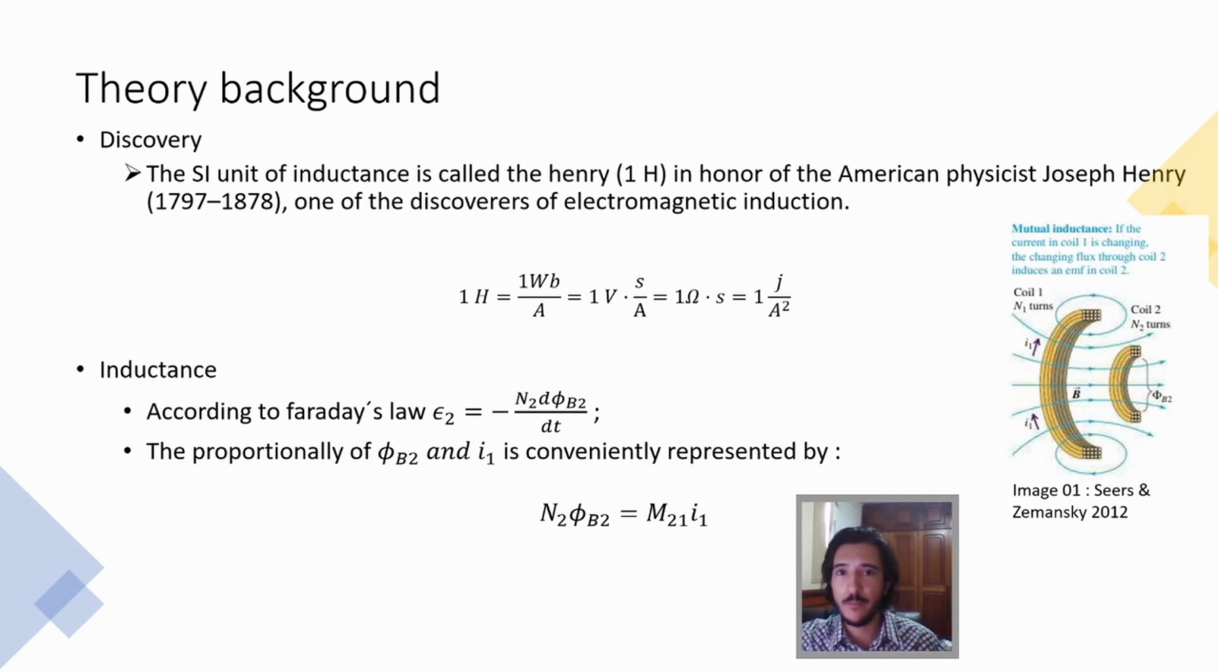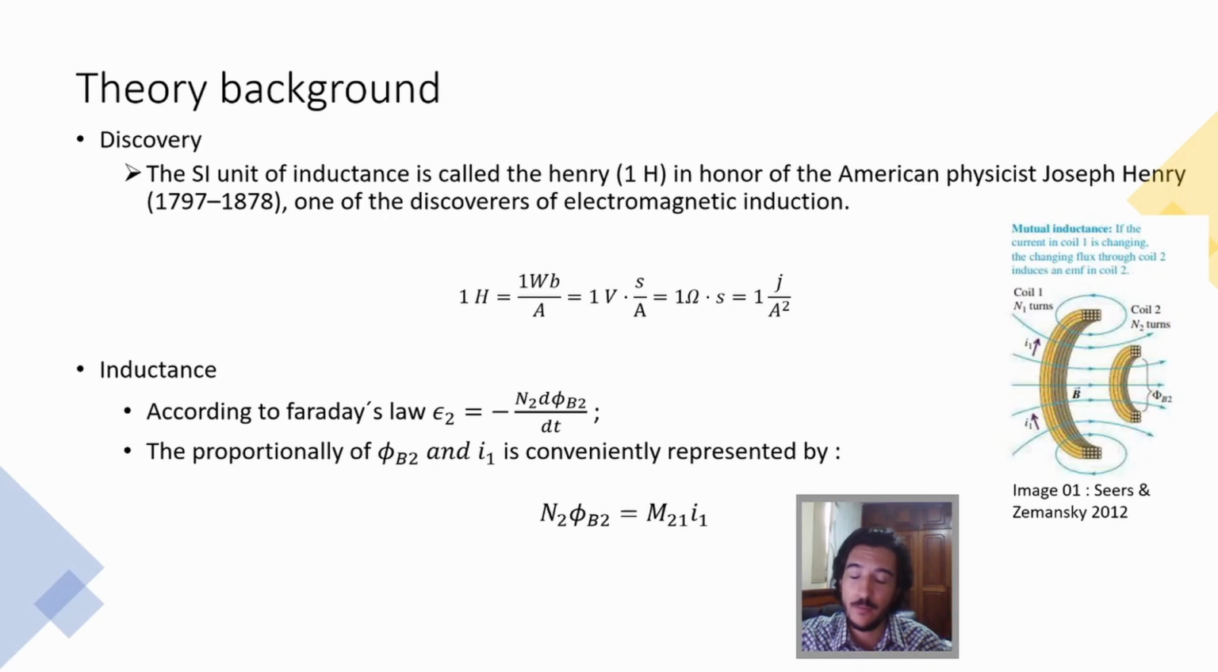So remember I mentioned this proportionality between the current in the first coil and the flux in the second coil. Since the number of turns in the coil is directly proportional to the amount of EMF created, we can also include that in the proportionality that we would like to achieve. And it's convenient to represent this proportionality as the number of turns of the second coil, N2, times the flux in the second coil created by the current in the first one, and that's equal to M21.